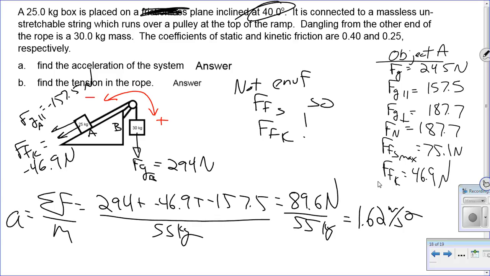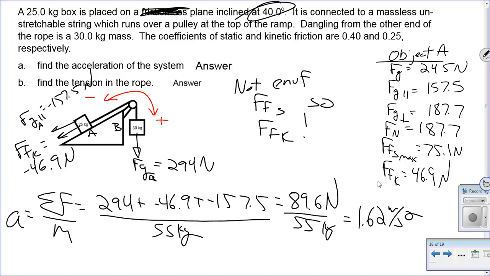All right, so what we just figured out is my whole system is accelerating this way at 1.62 meters per second squared. So box B is going down at 1.62 meters per second squared. Box A is going up the ramp at 1.62 meters per second squared. Cool? If you used a different sign convention, then all of your positives and negatives here would be switched. Literally all of them. Cool?